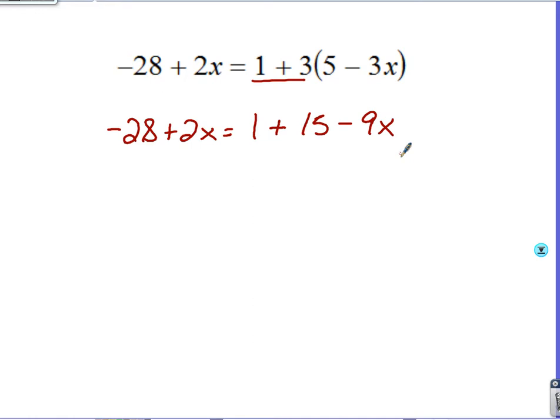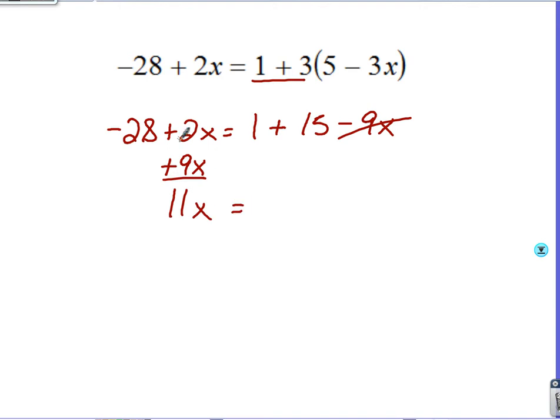I have negative 9x. Let's move them all to the left side. X's go over here. Ethan, how am I going to move a negative 9x over here? Good. So plus 9x. Mark it out. Since I put my x's over here, which by the way is 11x, you can go ahead and put those together if you want to.